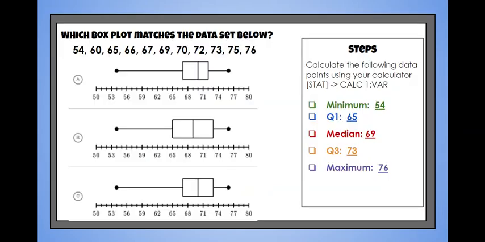Here we have a data set above. I've already done the math for you, so you don't have to pull out your calculator. I put those points in the calculator, and I found the 5 main points that we need. So here's my question to you. Which box plot is correctly plotted? Choice A, B, or C? Please answer the question coming up on the Edpuzzle.